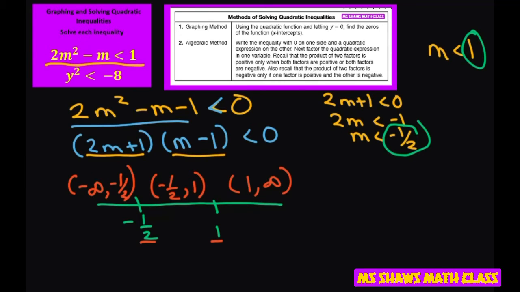All right, if you plug in, say, negative 1. If I plug negative 1 in here, I'm going to get a negative. If I plug negative 1 in this quantity, I get negative. And negative times a negative is positive.